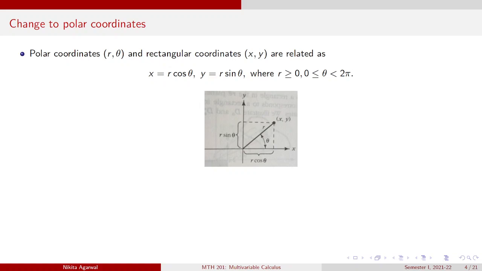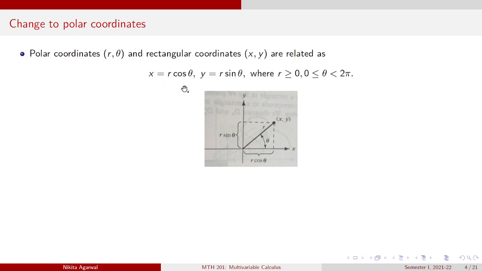So let us first talk about change to polar coordinates. So polar coordinates are r, comma theta, right? And they are related with rectangular coordinates x, comma y as follows. So x is equal to r cos theta and y is equal to r sin theta, where r is any non-negative real number, r is greater than or equal to 0 and theta lies between 0 and 2 pi. Okay, 0 included, 2 pi excluded.